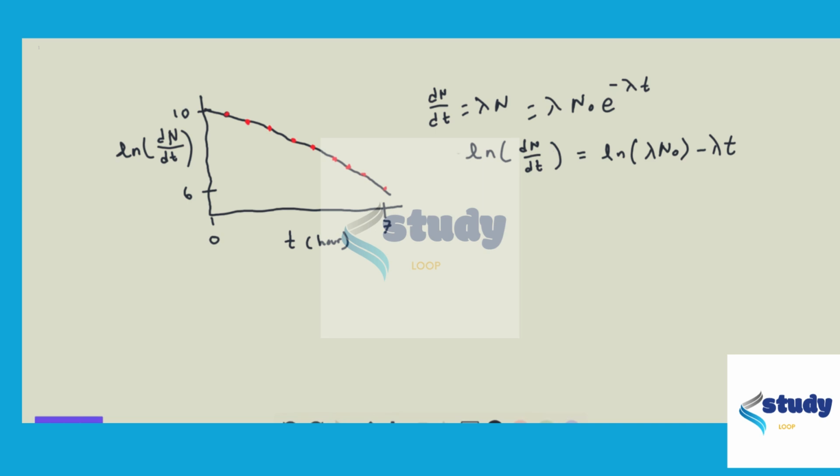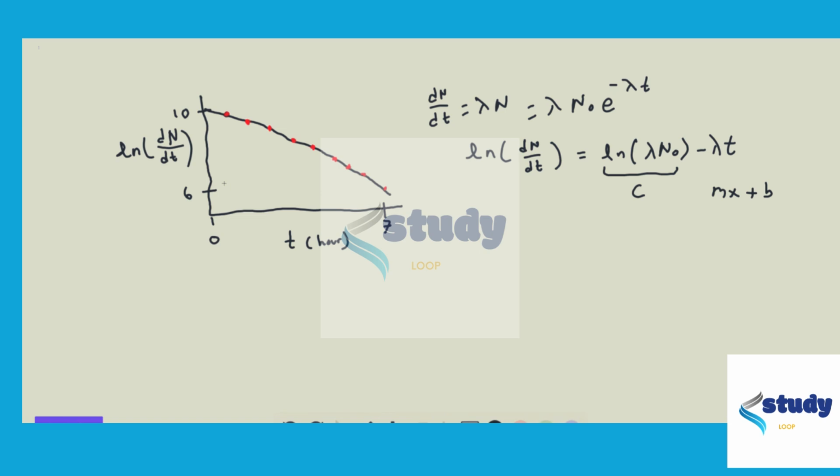Solving for the natural log of dN/dt, the activity, we find that we have the natural log of lambda N naught, and keep in mind that this is just some constant value, minus lambda t. So now if we were to plot the natural log of dN/dt versus t, we would find that the slope has a value of minus lambda, because this is like y equals mx plus b. In our case, b, the constant, is given by the natural log of lambda N naught, and m, our slope, is minus lambda.